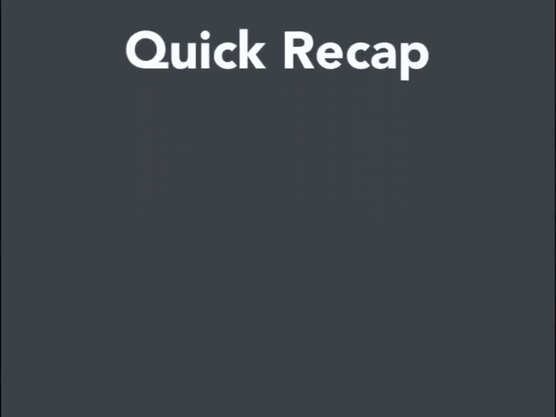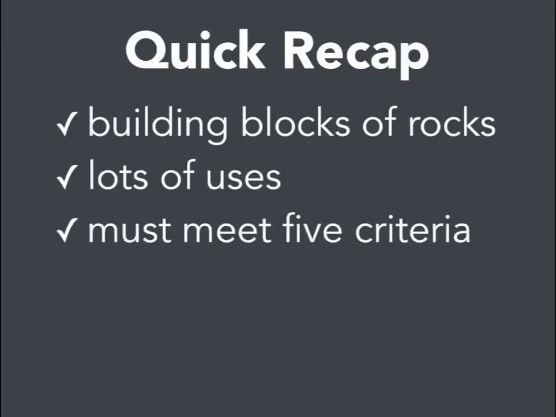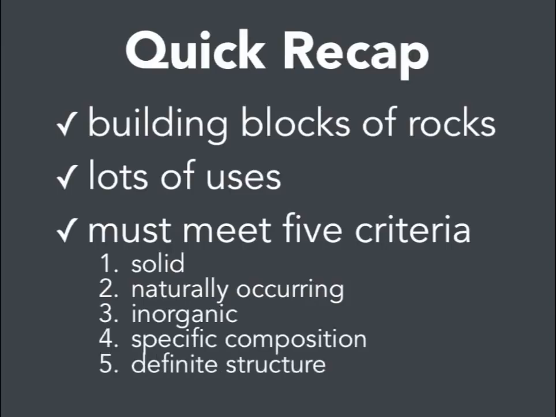So let's do a quick recap. First thing we talked about was how minerals are the building blocks of rocks, how they have lots and lots of uses on Earth. To be considered a mineral, it must meet our 5 criteria. It must be a solid, it must be naturally occurring, it must be inorganic, it must have a specific composition, and finally, it must have a definite structure.